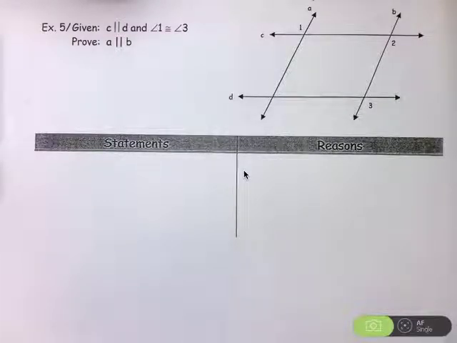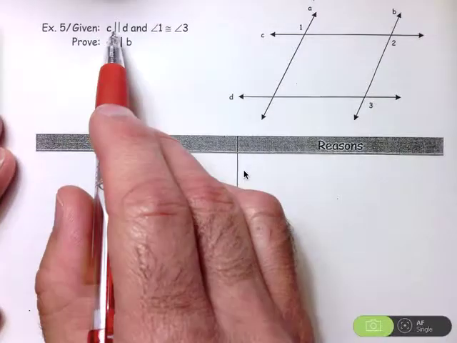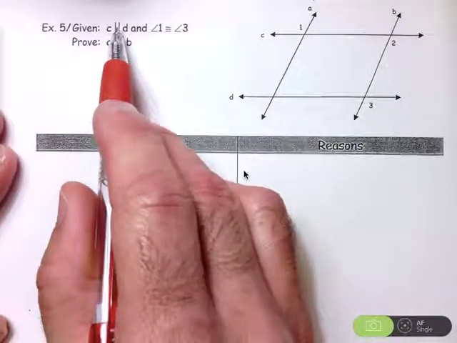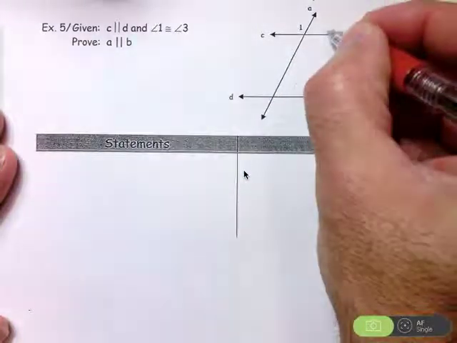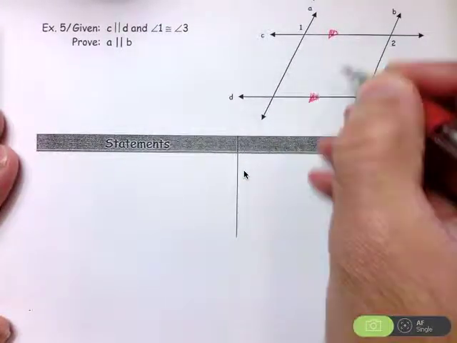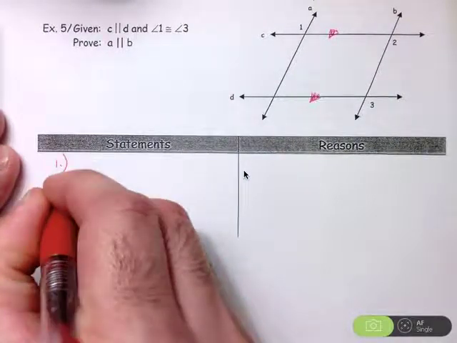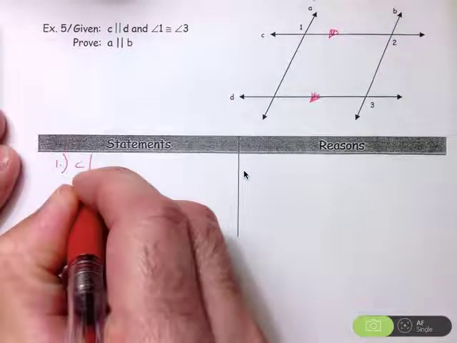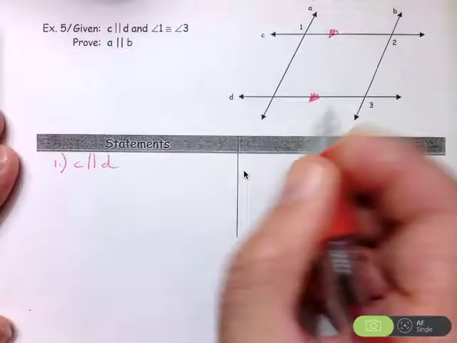In this proof, we're going to use a combination of relationships that involve parallel lines. So notice, in the given, I know that C and D are parallel. So I can mark that in my picture. I suppose we can go ahead and include that. C is parallel to D. That's one of our givens.